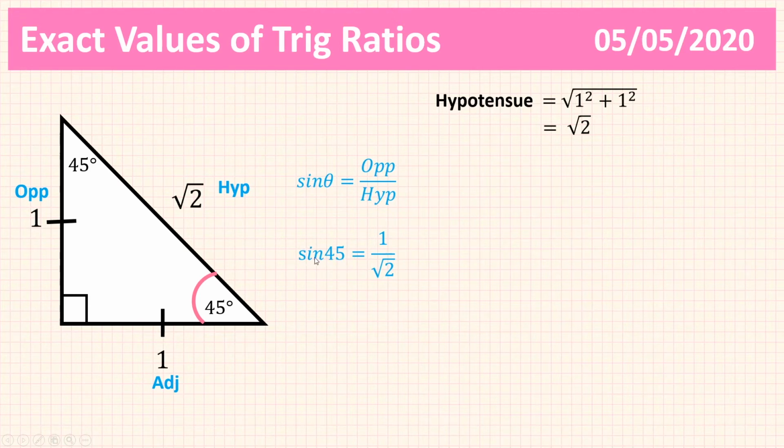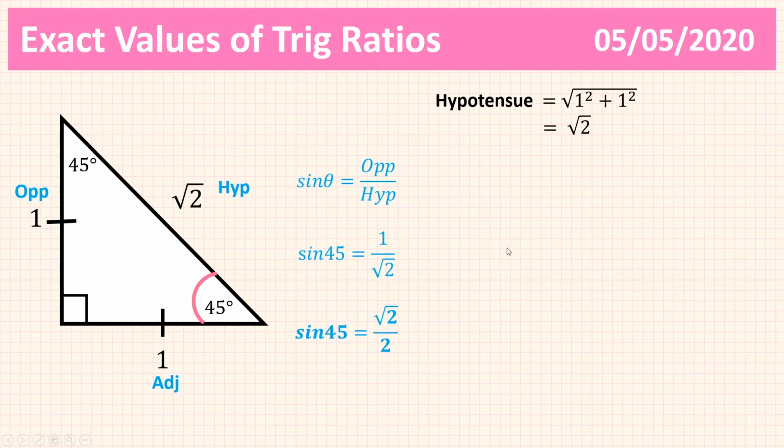So the sine of an angle of 45 is always going to give us 1 over root 2. Now this is not an acceptable answer to give. We'd need to rationalize this, which would give us sine 45 equals root 2 over 2. Root 2 over 2 is the value of sine 45.